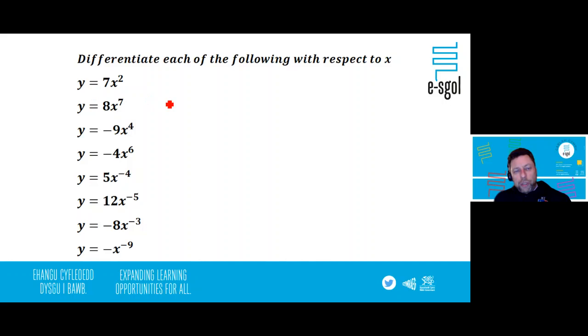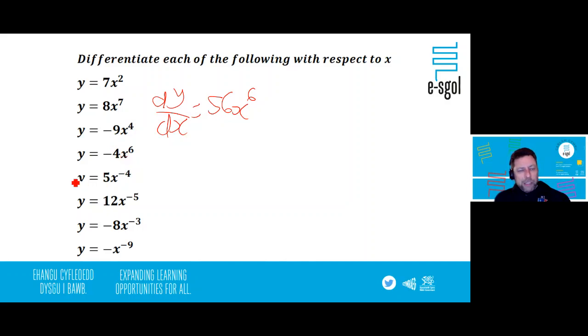Next one, 7 8s are 56. You should write your answer with dy/dx in the front. 7 8s are 56, you multiply by the power and the power decreases by 1, which goes to 56x to the power of 6. The next one, I'll just read out some of these answers, is minus 36x to the power of 3, 9 fours. Next one is minus 24x to the power of 5.